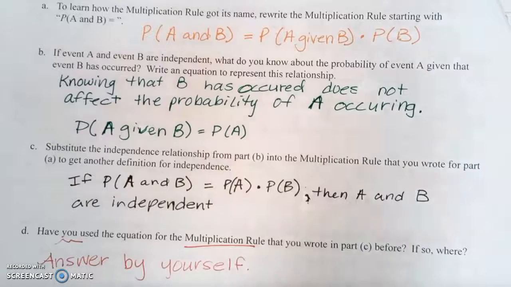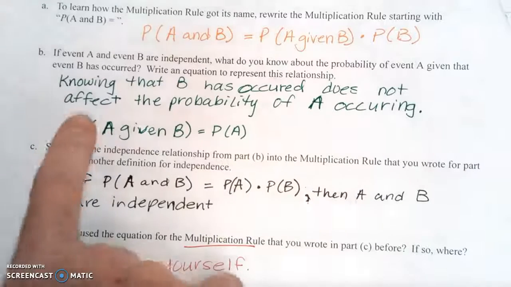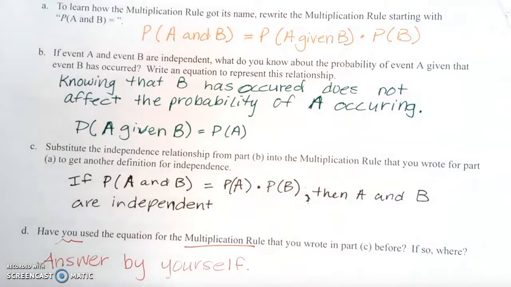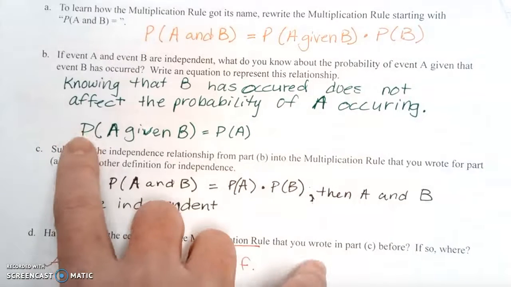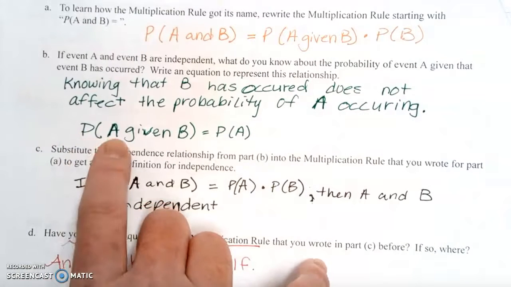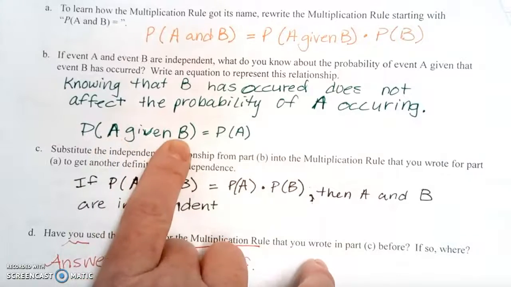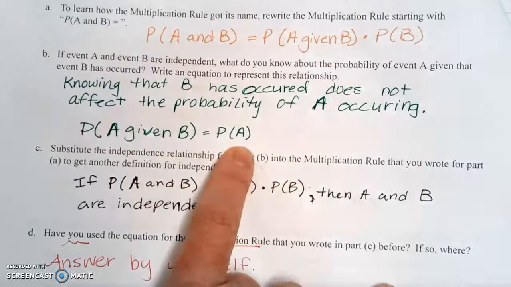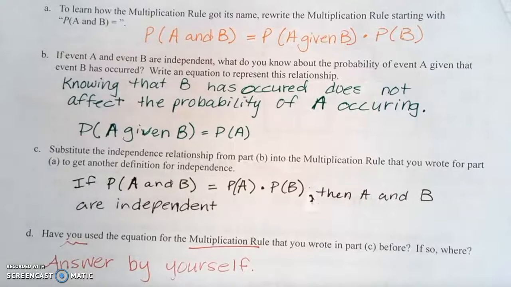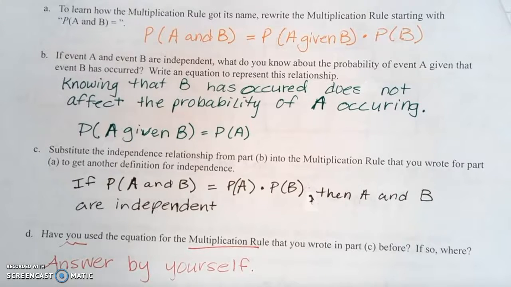Part B says, if event A and event B are independent, what do you know about the probability of event A given that event B has occurred? Write an equation to represent this relationship. So the equation is the probability of A given B is equal to the probability of A. So knowing that B has occurred does not affect the probability of A occurring.